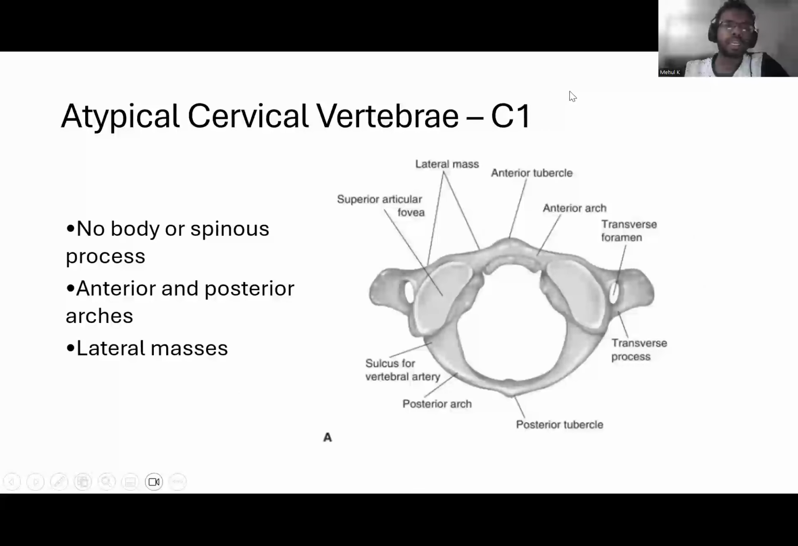So coming on to the atypical vertebrae. The first one is C1. C1 is atypical because it's basically a ring. You have an anterior arch, a posterior arch here, and lateral masses with your transverse foramen also. There is no body for C1, and there is no spinous process for C1.